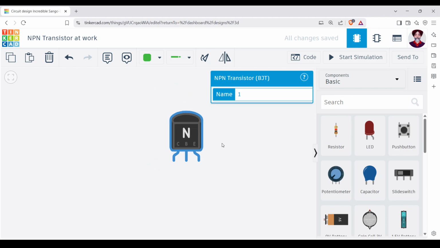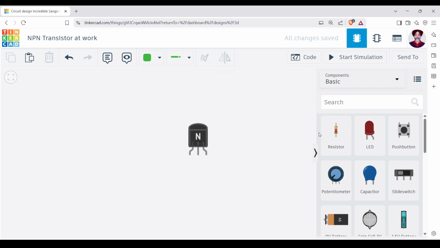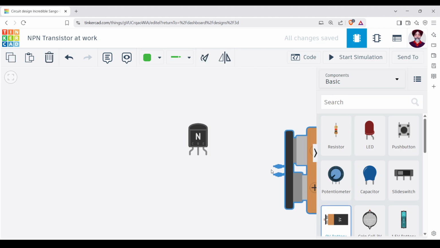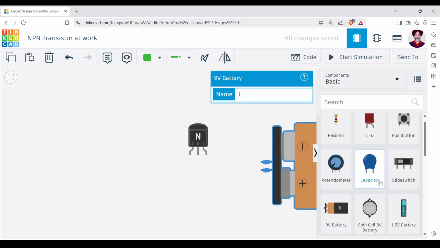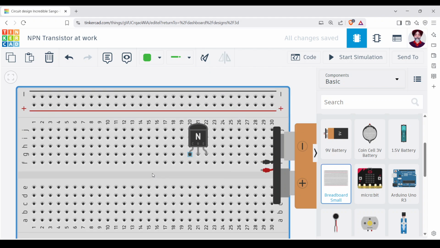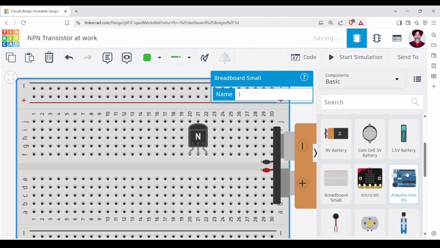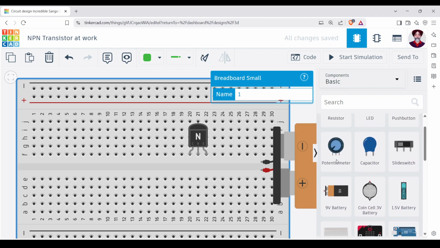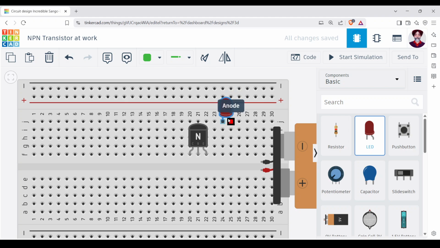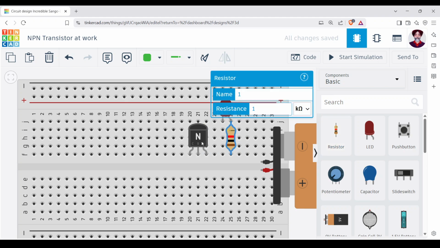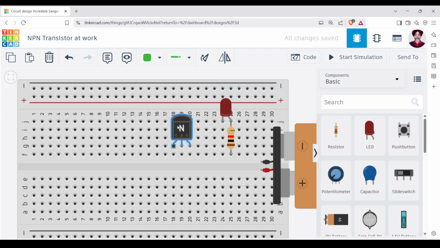All right. So how do we work on this? We need a few things. We need a battery. We need an art. Okay, we will not use an Arduino. We'll use a breadboard. All right. What else do we need? What do we put here as a load? Let us put an LED as a load. And of course, we'll use a resistance.